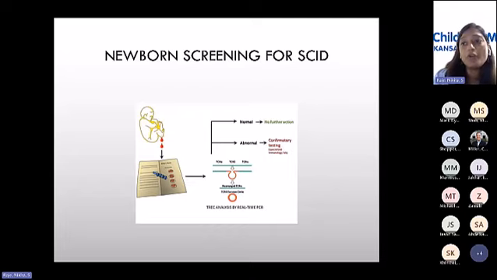You're looking for... the process is to get a heel prick and the dried blood spots. There's a punched out part of that dried blood spot that's used for running PCR for something called TREC, or T cell receptor excision circle.